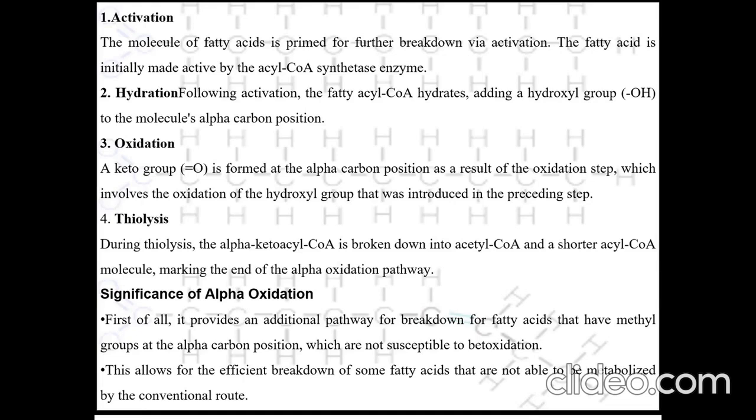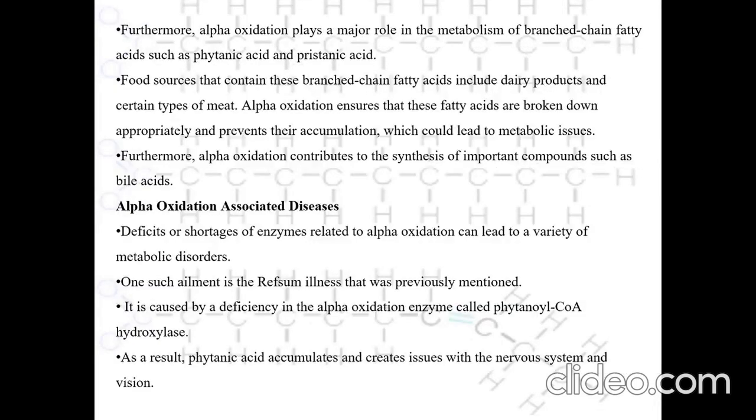What is the significance of alpha oxidation? First of all, it provides an additional pathway for the breakdown of fatty acids that have methyl groups at the position which are not susceptible to beta oxidation. This allows for the efficient breakdown of some fatty acids that are not metabolized by the conventional route. Furthermore, alpha oxidation plays a major role in the metabolism of branched chain fatty acids such as phytanic acid. Food sources that contain branched chain phytanic acid include dairy products and certain types of meat. Alpha oxidation ensures that the fatty acids are broken down appropriately, preventing accumulation.